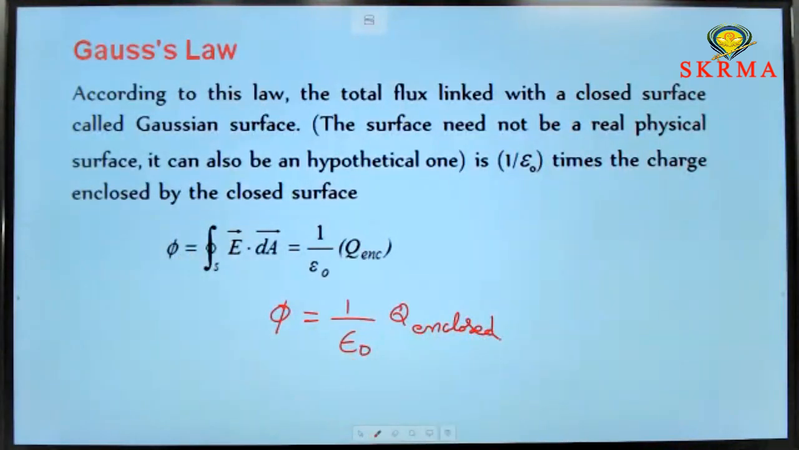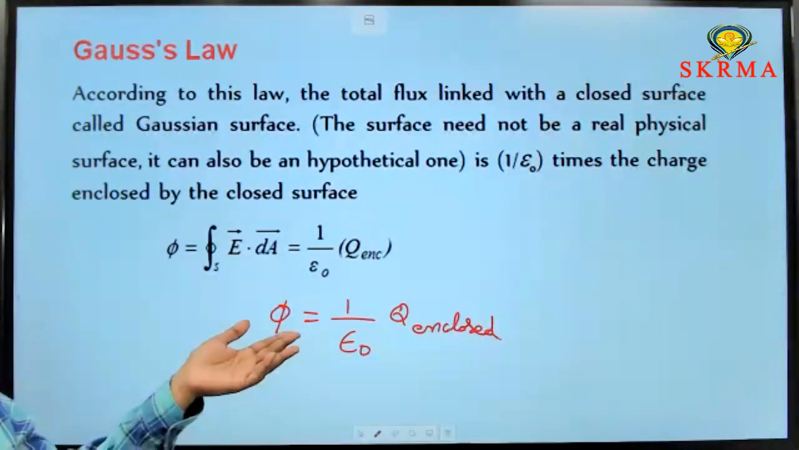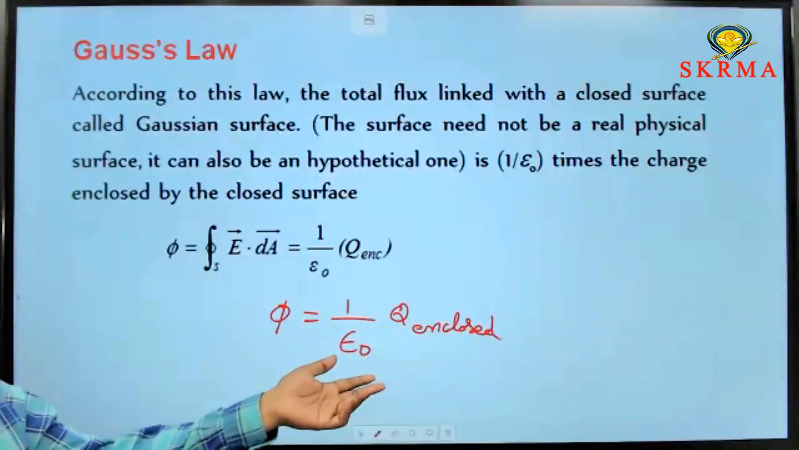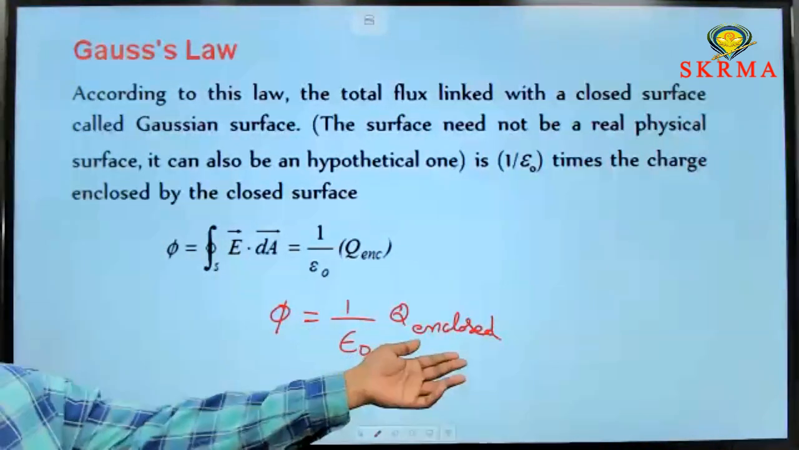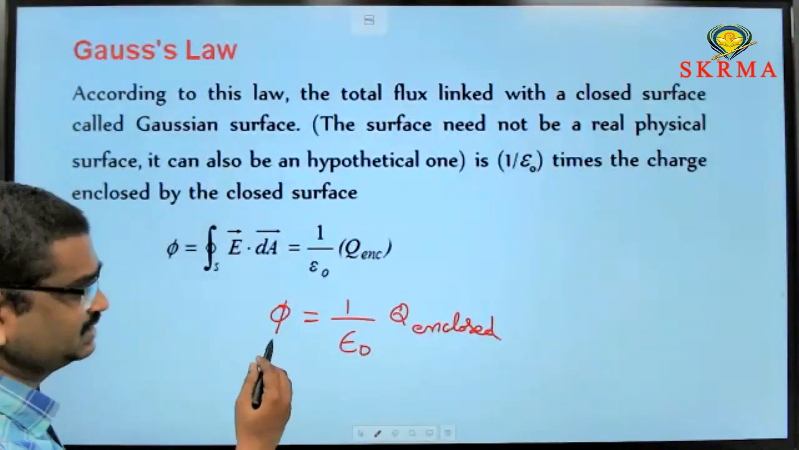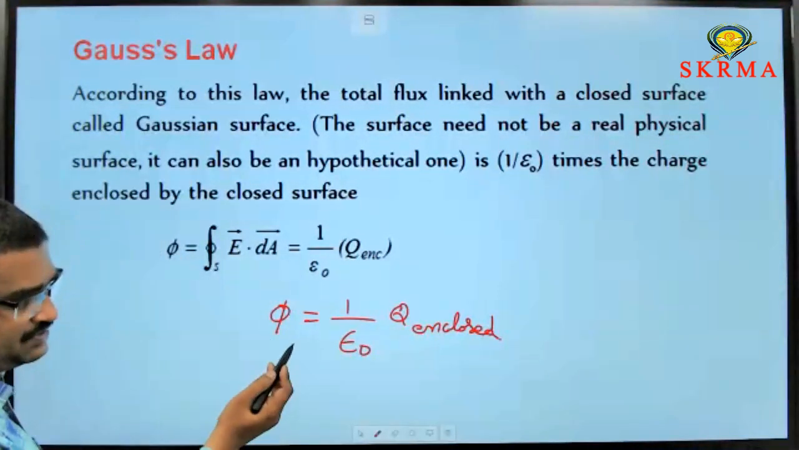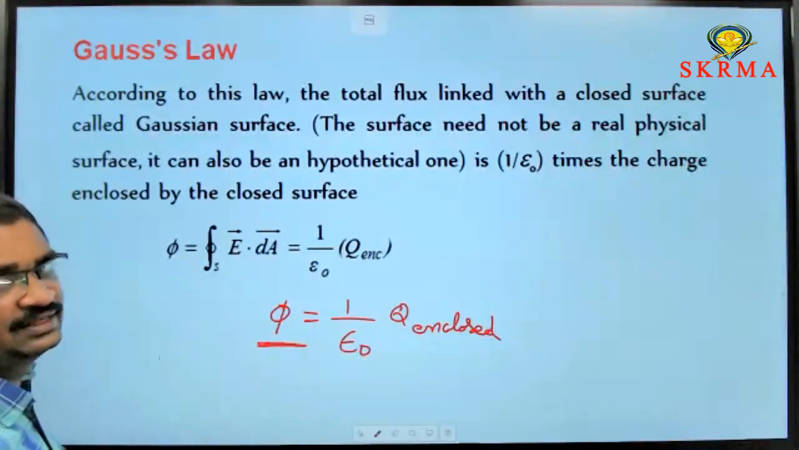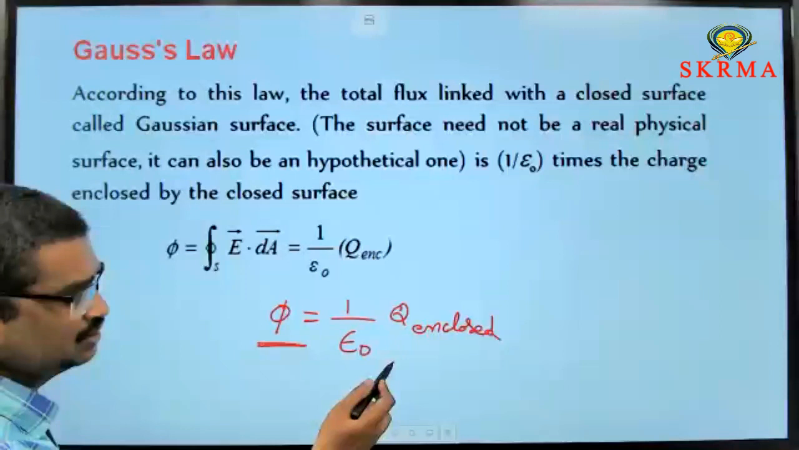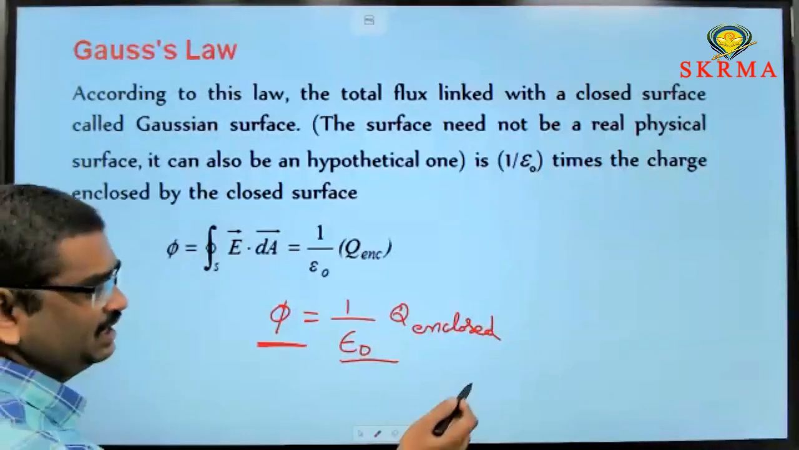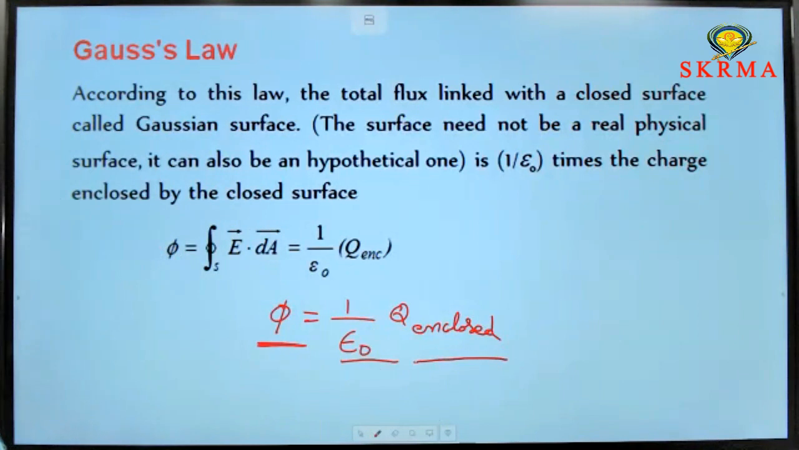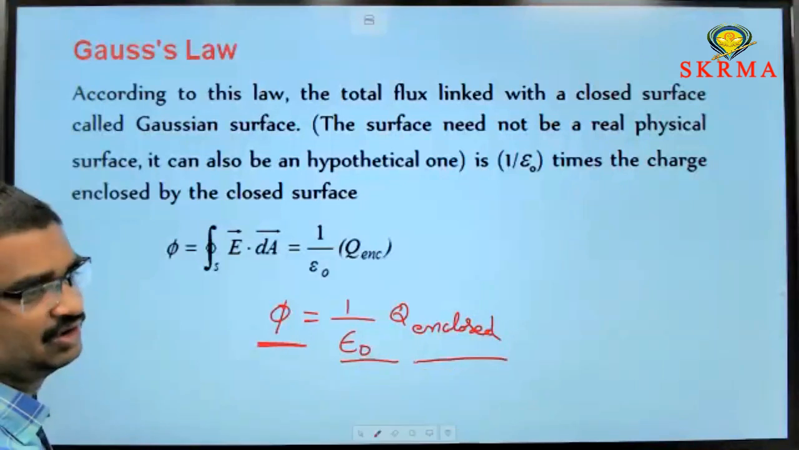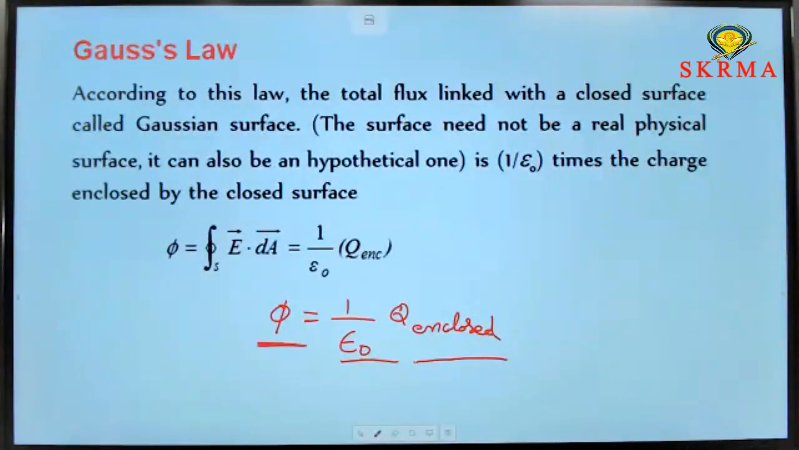Now, from this equation we can give the statement. So what is the statement? According to Gauss law, electric flux linked with the surface is equal to 1 by epsilon naught times the charge enclosed by the surface. So just this statement I am reading. Just I am reading this equation only. That is the statement. So go through this one.